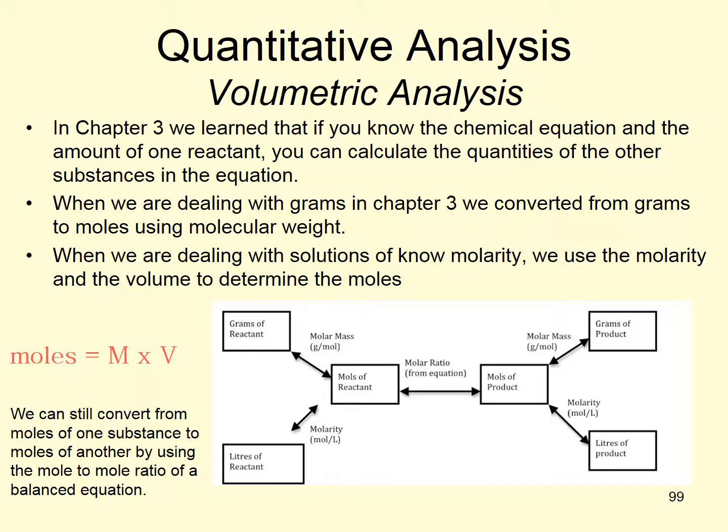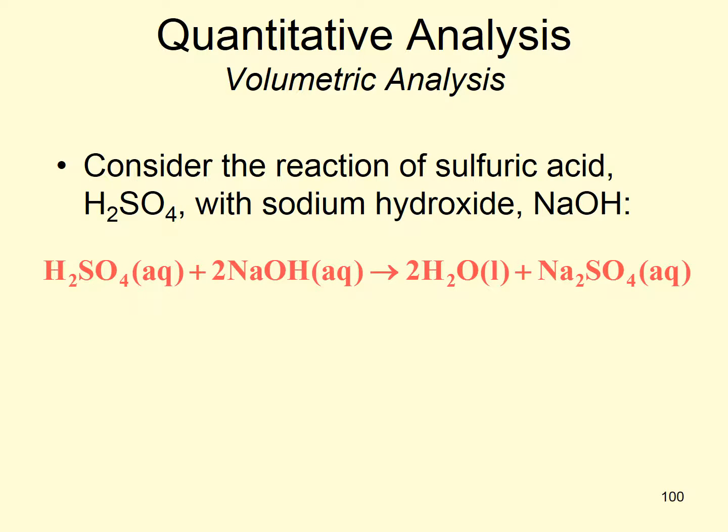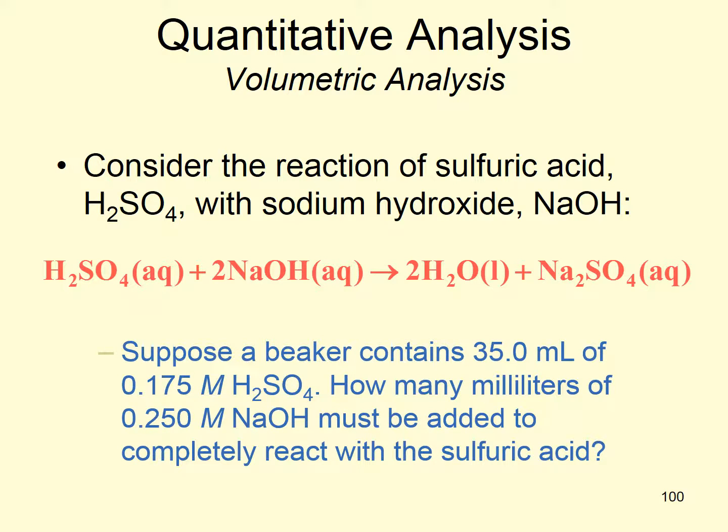Okay, so before we do an example, I just wanted to point out something. All right, so let's look at an example, a reaction of sulfuric acid, H2SO4, with sodium hydroxide, NaOH. Here's the reaction, and notice that the balanced equation shows that we need 2 moles of NaOH to 1 mole of H2SO4, so that's important, the mole-to-mole ratio. Suppose we have 35 milliliters of a 0.175 molar H2SO4 solution. How many milliliters of a 0.250 molar NaOH solution must be added to completely react with the sulfuric acid?